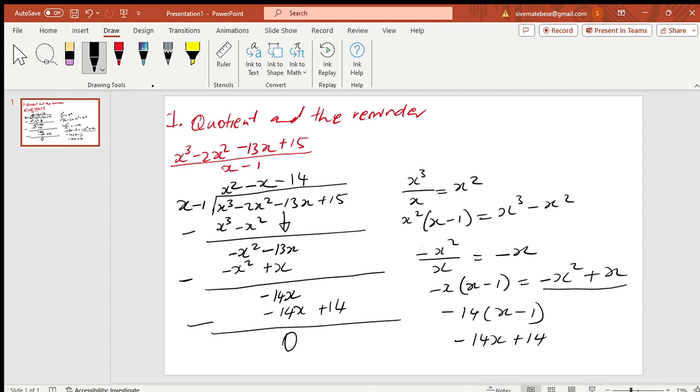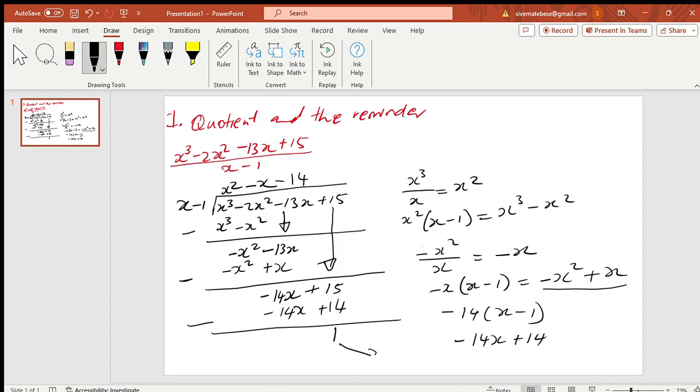And then we need to bring down something there. So we bring down the 15 like that. Now the 15 minus 14 gives us 1. Oh yes, so that's it.